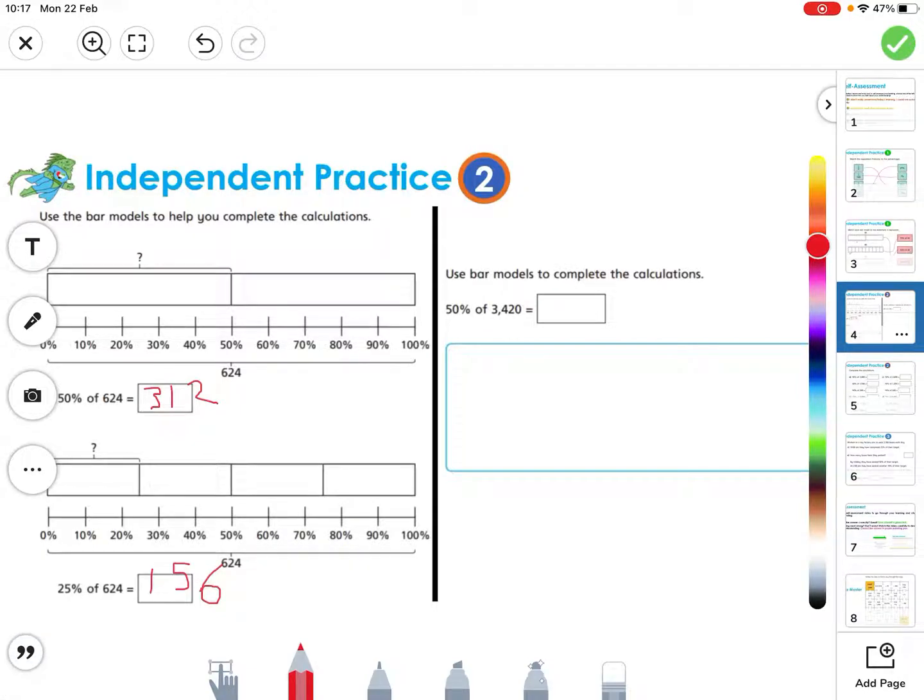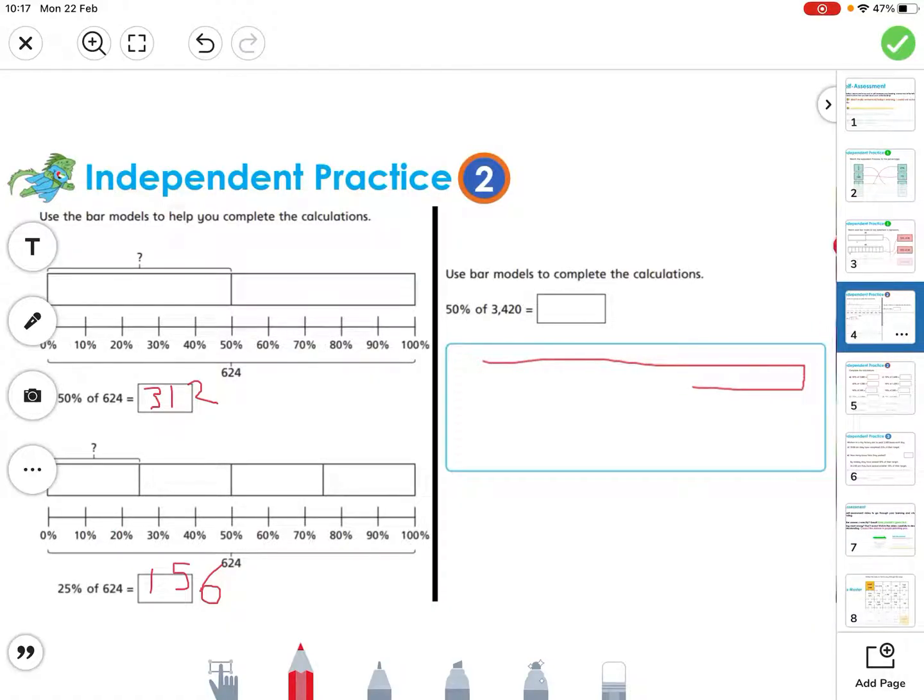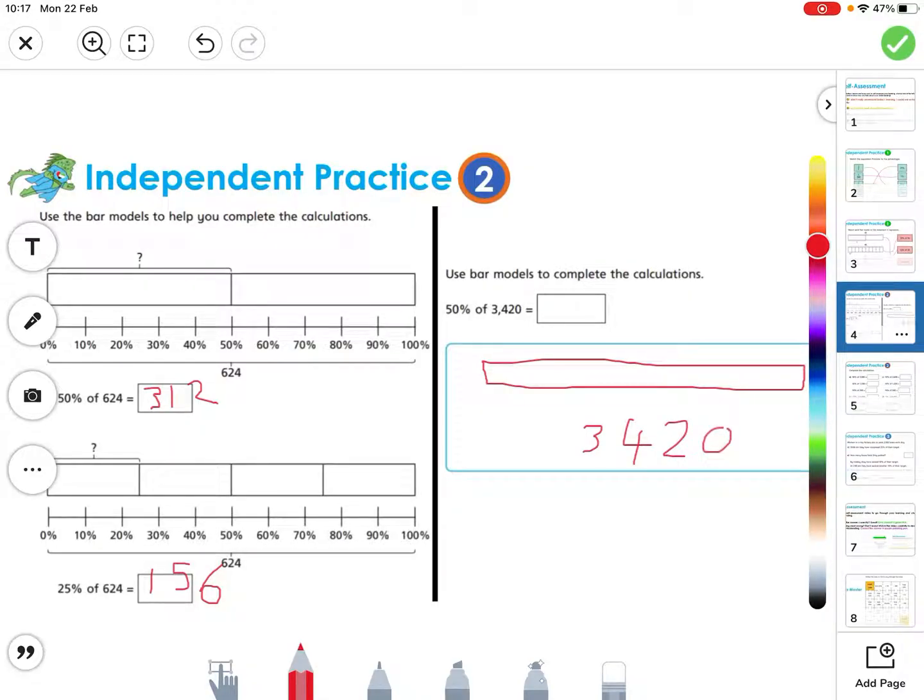And on the right hand side it says, use the bar models to complete the calculations. 50% of 3,420 equals. Okay, so if I draw my bar model, I'm using my finger, so excuse me if it's a little bit messy. And I have my bar model, and this is 3,420. And this is 0%, 50%, and 100%. So let me just mark these on.